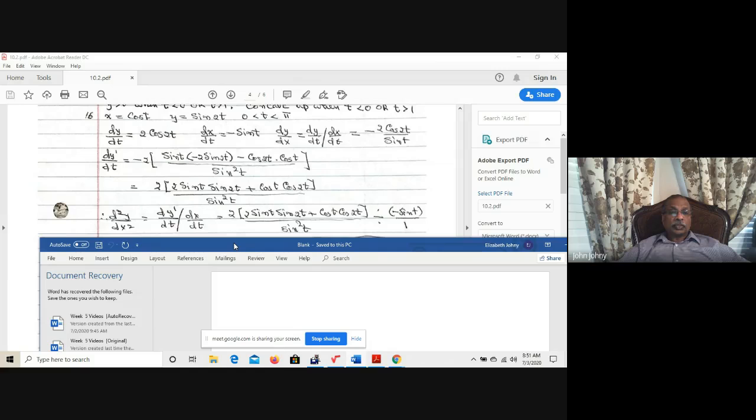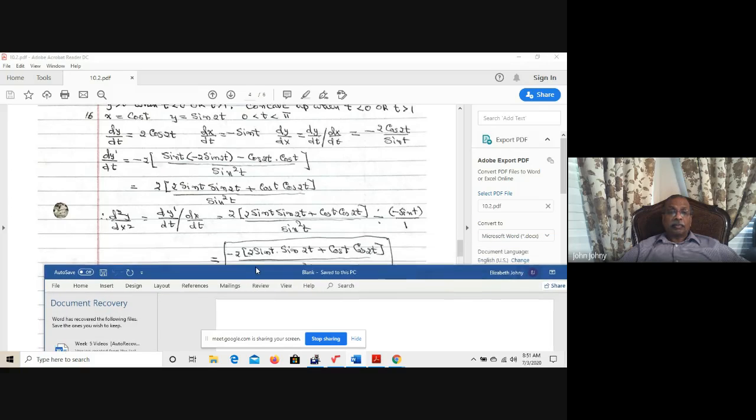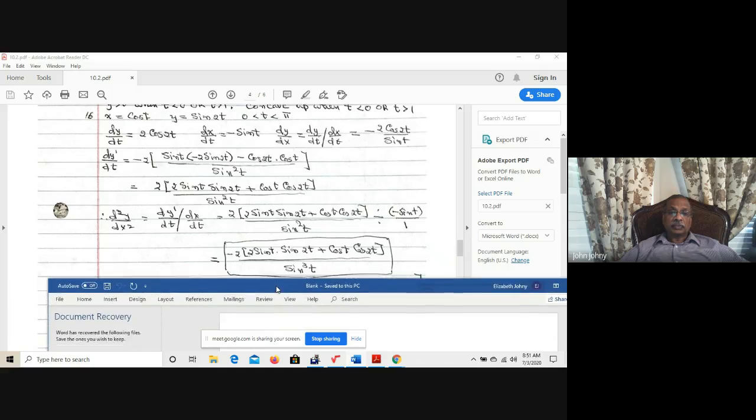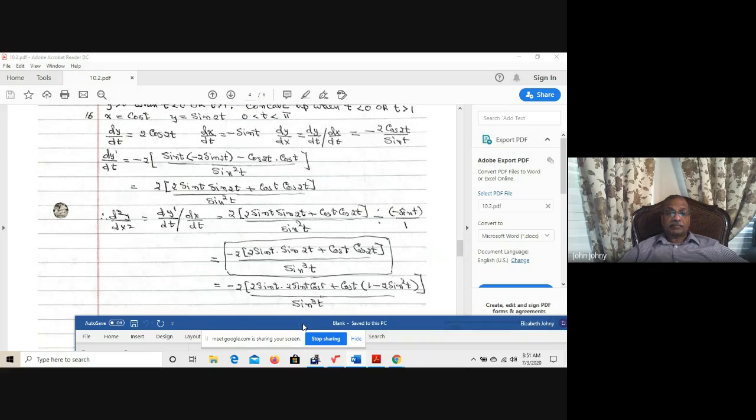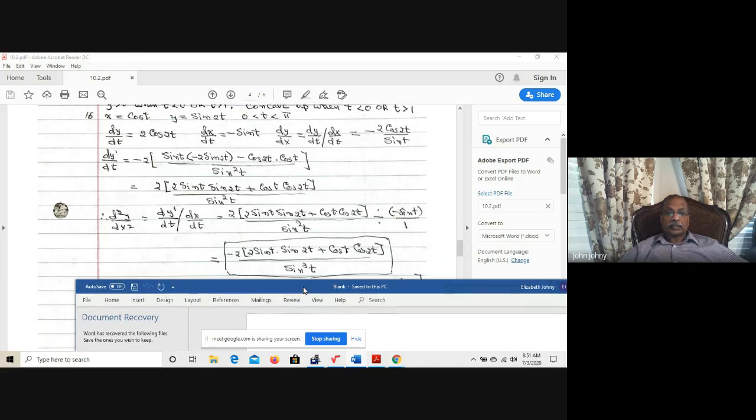And so d squared y over dx squared is dy prime over dt divided by dx over dt, that is 2 times (2 sine t sine 2t plus cos t cos 2t) divided by sine squared t, or divided by negative sine t, and so it becomes negative sine t. So the whole thing is negative 2 times (2 sine t sine 2t plus cos t cos 2t) divided by sine cubed t. So that is the answer. This is the answer.